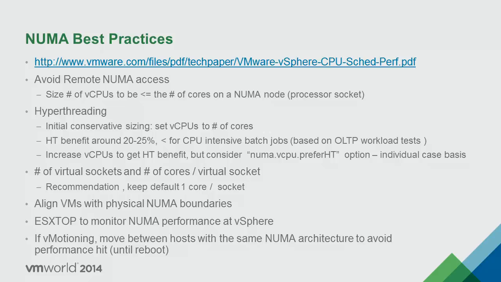Now, hyperthreading is interesting because by default, if the ESX scheduler needs another processor, it's not going to go to the hyperthread. It's actually going to go to another physical processor. So if you want to take advantage of hyperthreading and your workload can take advantage of using the same cache on a particular NUMA node, you can set the numa.vcpu.preferHT option, and that will switch the scheduler over from switching workloads to another physical processor versus a hyperthread.